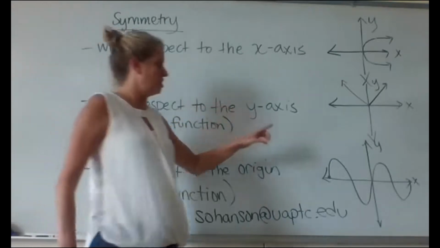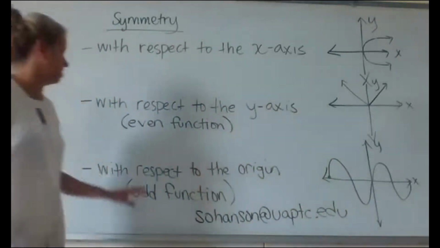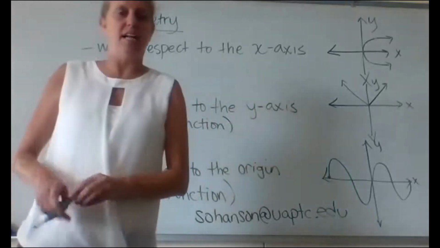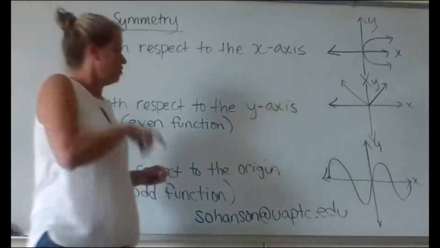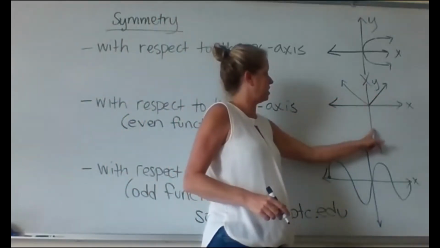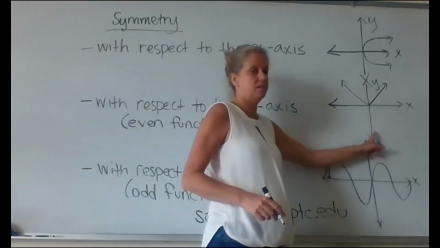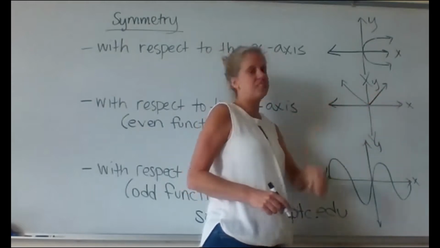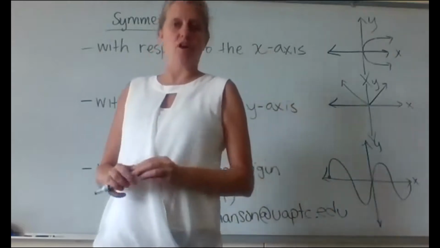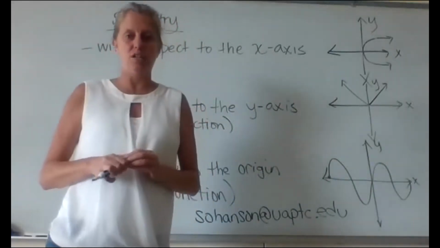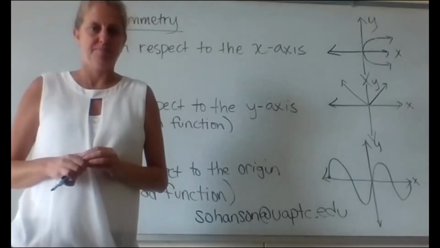If you're symmetrical with the y-axis, and this would be what's called an even function, and we'll get into that in the last couple of problems. If you are symmetrical with the y-axis, here's your y-axis, it's the one that goes straight up and down. The right side and the left side mirror each other. They are exactly the same on the left side of the y-axis as it is on the right side of the y-axis.